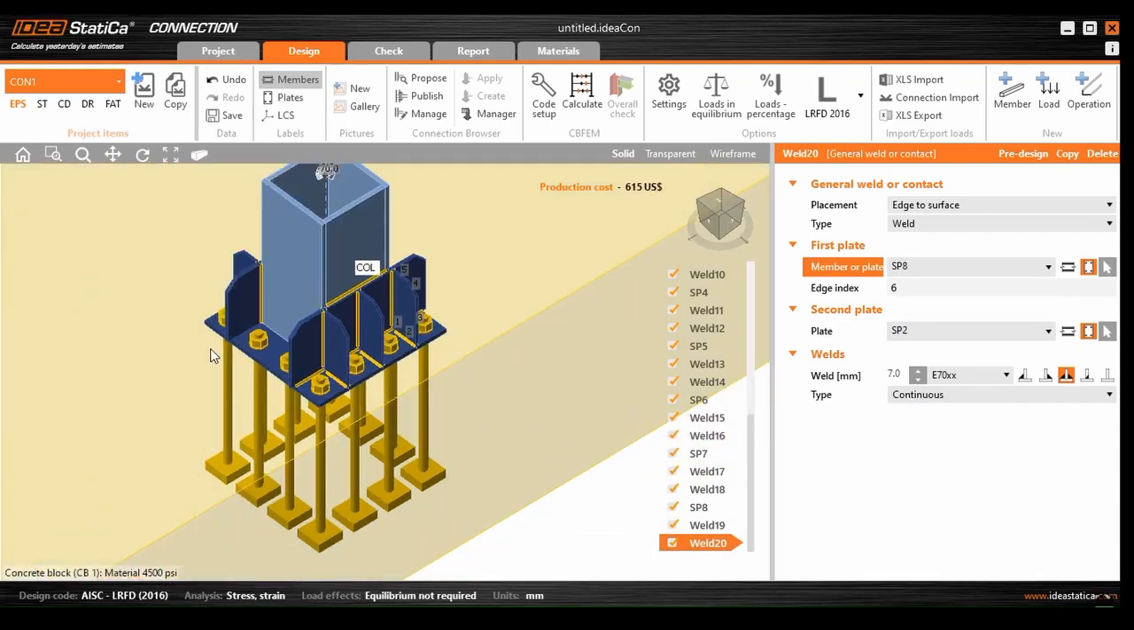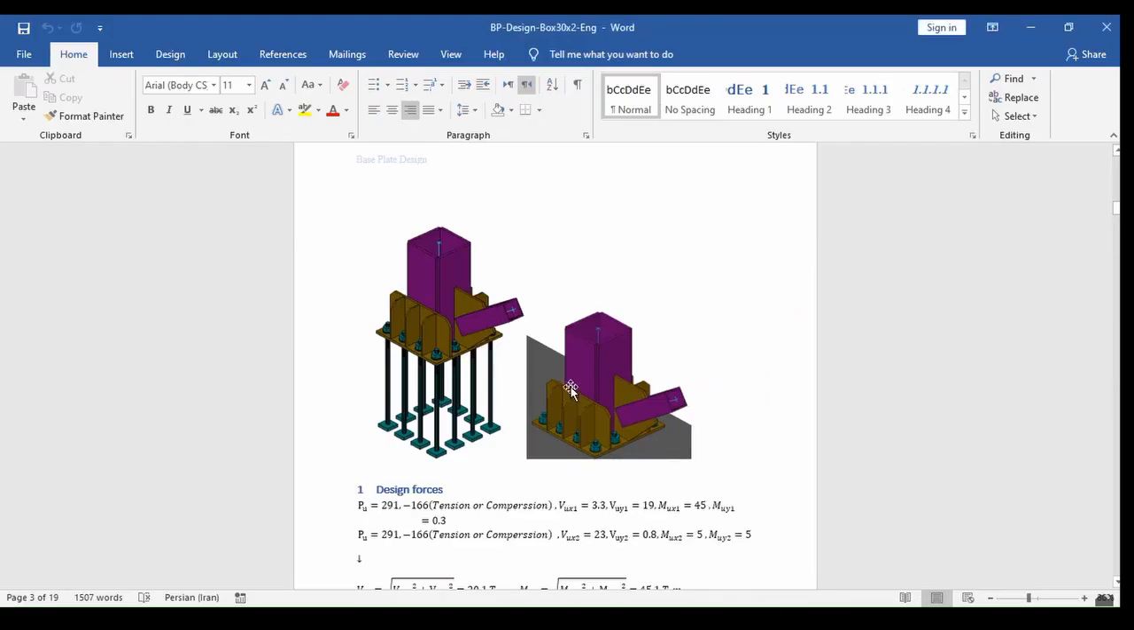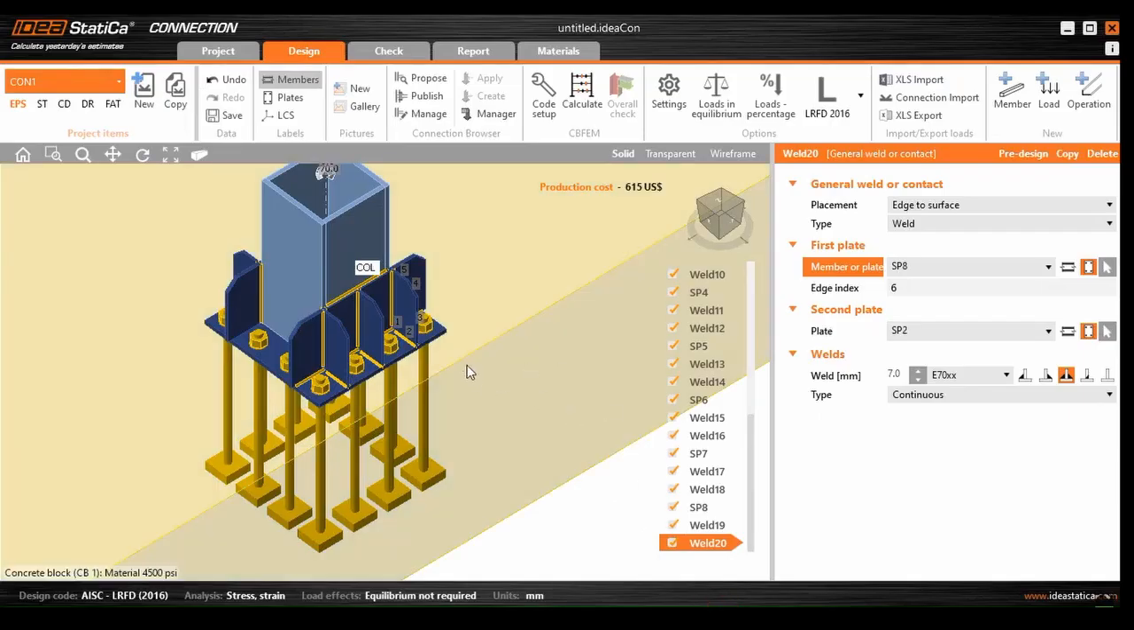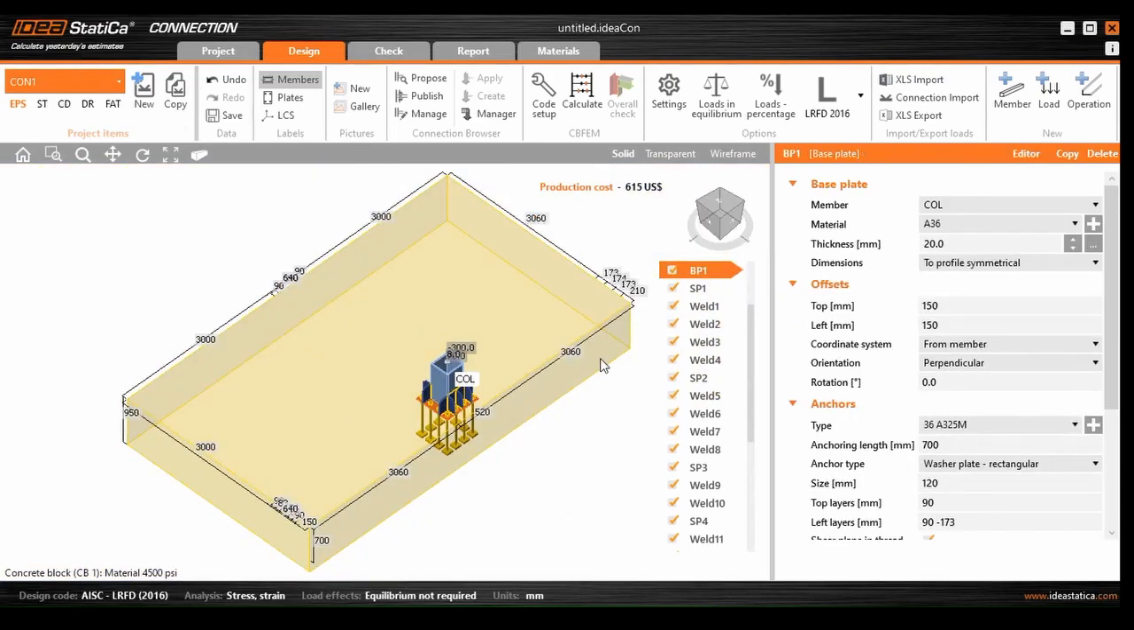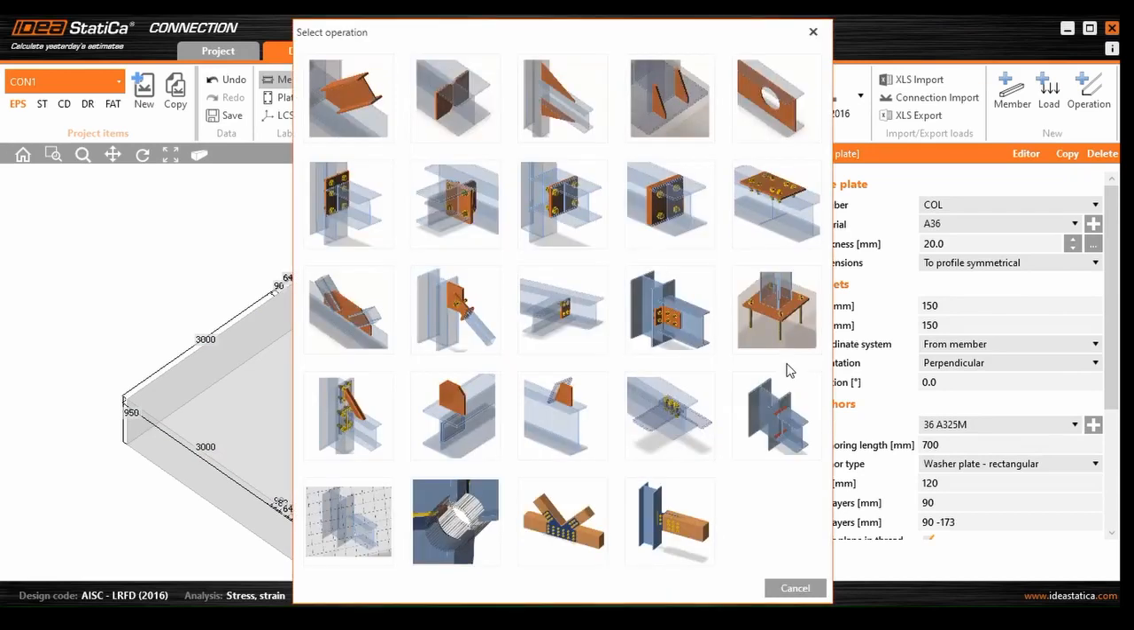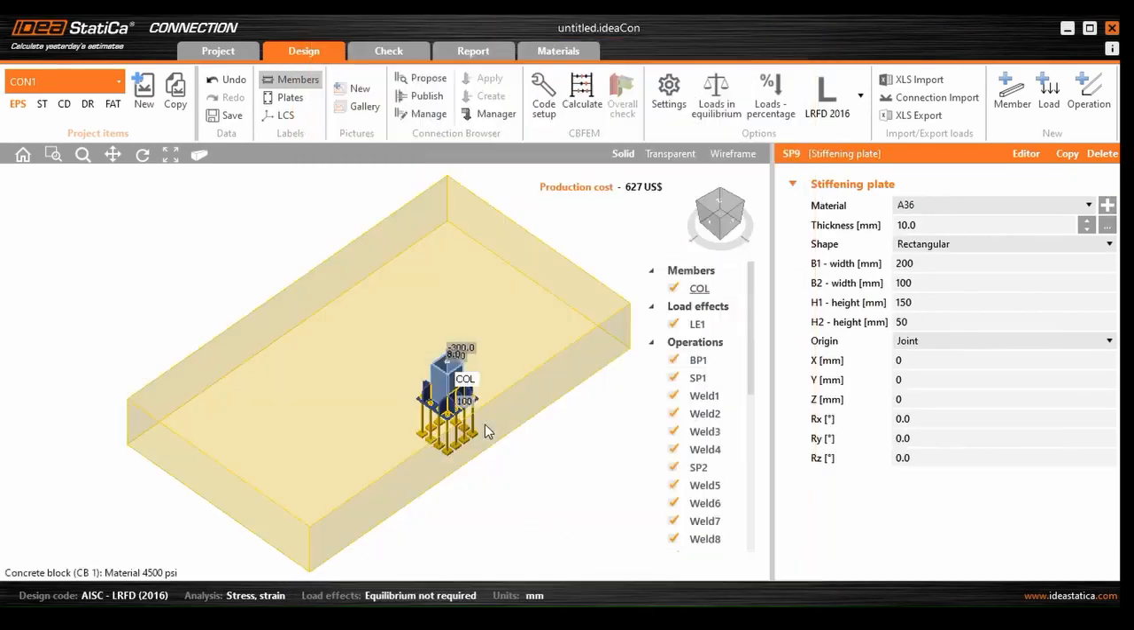Well, all the stiffeners are added. Only two stiffeners still remain. So, add a new plate to the operation. Click on transparent mode if it's needed.